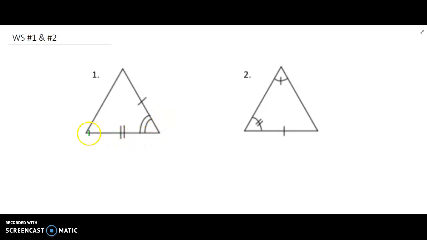Okay, so I'm going to highlight what we know. So I know this side, I know this side, and then I know this angle. Okay, so notice the angle is between the two sides. So I could say side, angle, side. The angle is between the two sides.